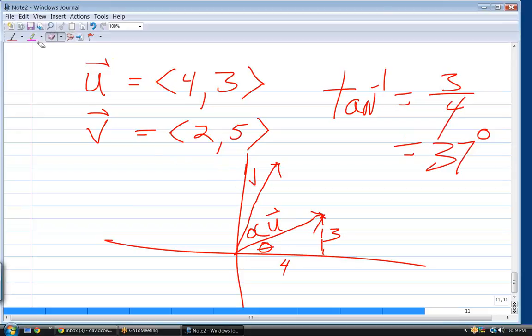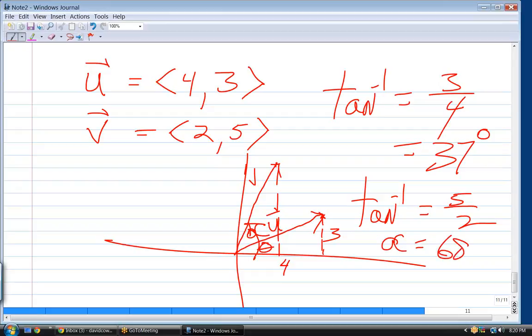Okay. Now let's look at vector V. What is the entire angle there? Inverse tan of what? That's inverse tangent of 5 over 2. You're going to have to look in your calculator for that. I don't know what that is. That's 68 degrees. And that's the whole angle. In other words, that's the angle from the x-axis to that vector. So we've answered the first questions.